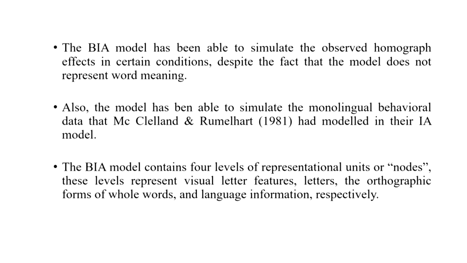Now, the BIA model has been shown to be able to simulate the observed homograph effects that we discussed in the previous lectures, despite the fact that the model does not really represent word meanings. Also, the model has been able to simulate some of the monolingual behavioral data that McClelland and Rumelhart had modeled in their initial IA model. The BIA model contains 4 levels of representational units or nodes that represent visual letter features, letters, the orthographic forms of whole words, and also language information. Let us have a look at this model.